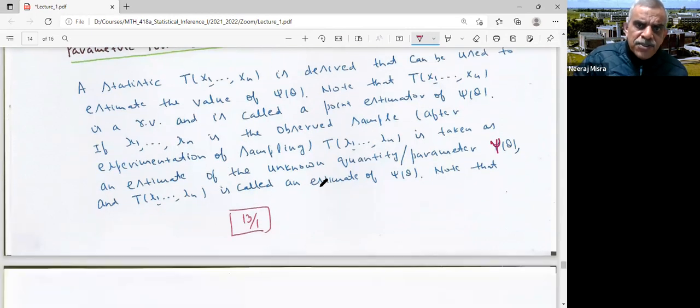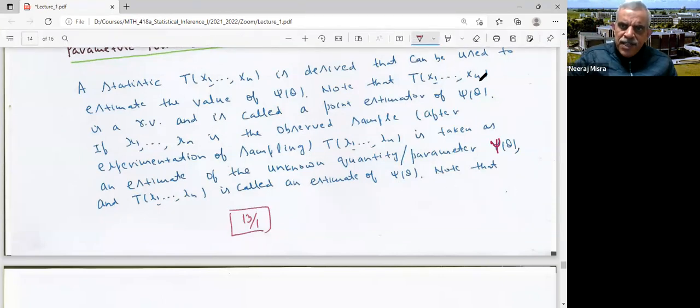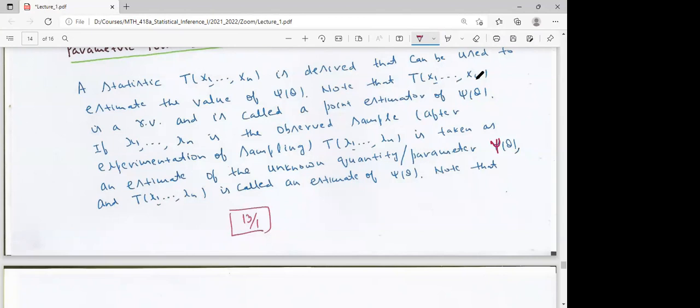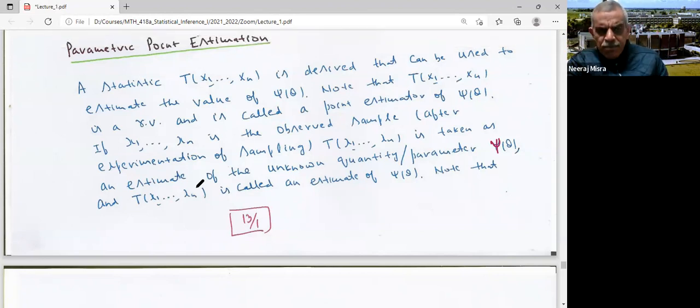And T(X1, X2, ..., Xn) is called an estimate of psi(theta). So there's a very subtle difference between an estimator and an estimate. An estimator is always a function of the random variables X1, X2, ..., Xn, which we have not observed. Whereas an estimate is the value of the estimator calculated at the observed values of the sample, after experimentation has been done or the sampling has been done.